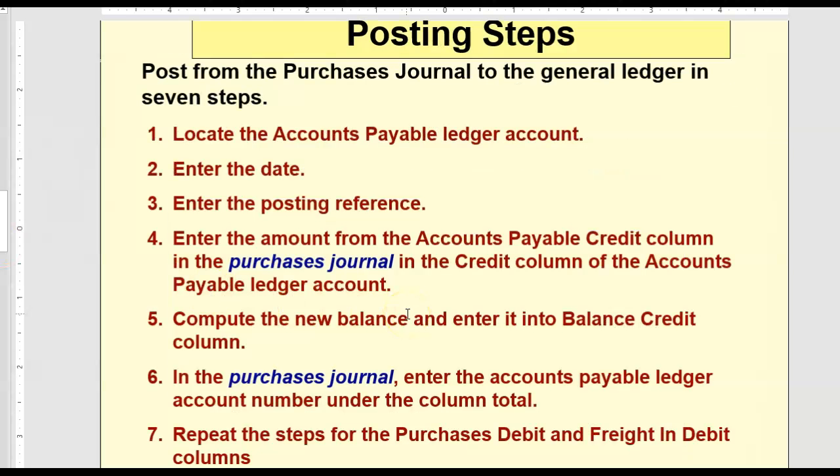Okay, when we post now, it gets a little bit more complicated. And remember, we're doing this by hand, but in the real world, your QuickBooks is going to do all the posting for you. It's your job to put everything in the correct account, and that's probably the most important thing to learn in this class. So you'll locate the accounts payable ledger, enter the date, the posting reference number, the journal page number, compute the new balance in the balance column, and repeat the step over and over.